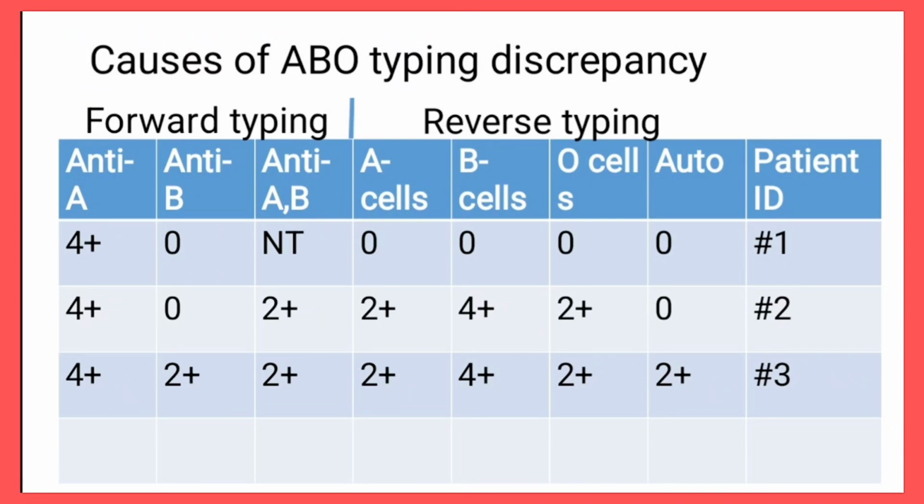So the next question we now need to ask ourselves is, why are we getting a weak reaction on A cell, and why are we getting a weak reaction on B cell?